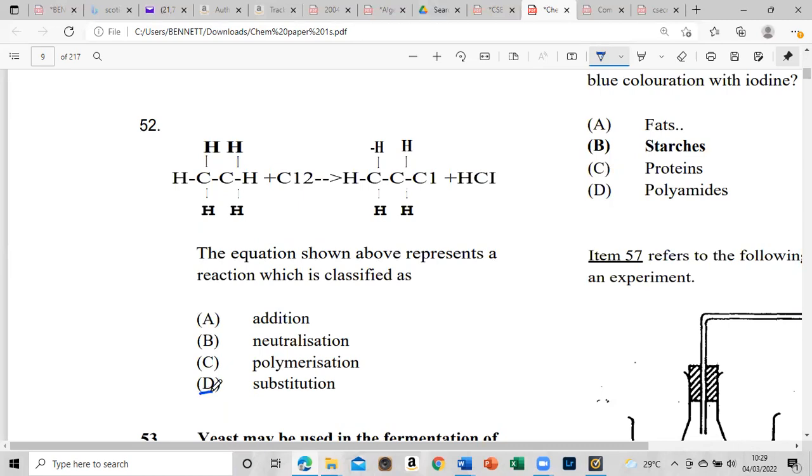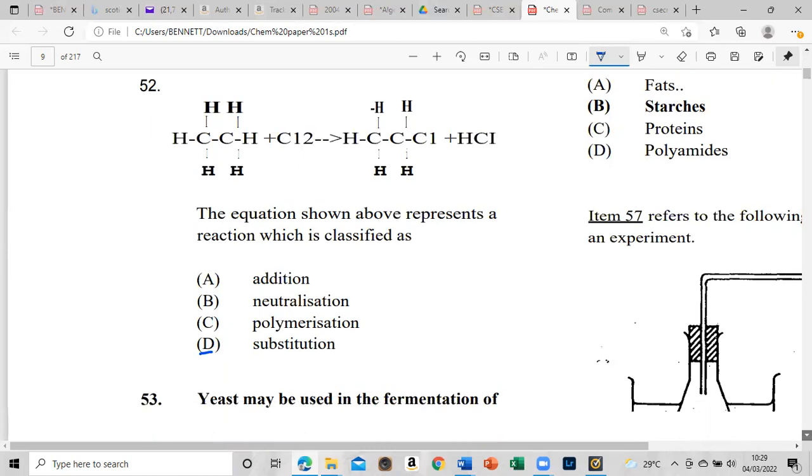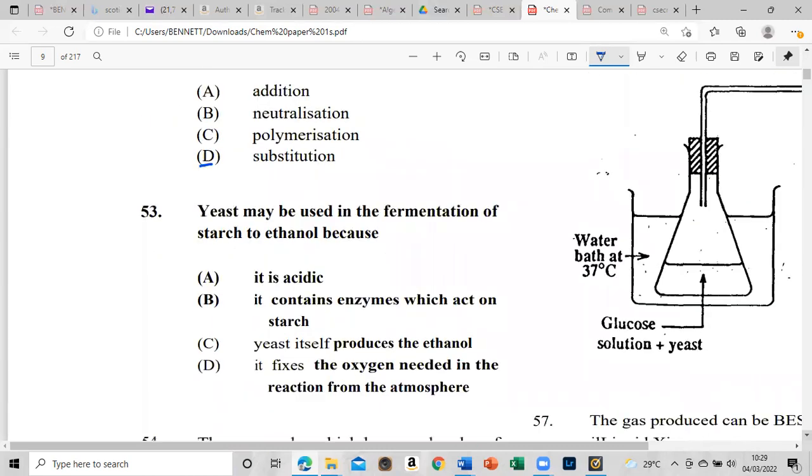Let's move on to 53. Yeast may be used in fermentation of starch to ethanol because A, it is acidic, B, it contains enzymes which act on starch, C, yeast itself produces the ethanol, D, it fixes the oxygen needed for the reaction from the atmosphere. That would be B, it contains enzymes which act on starch.